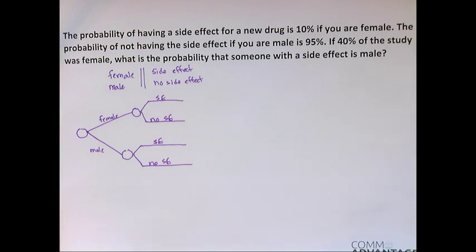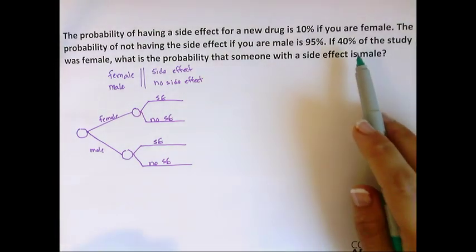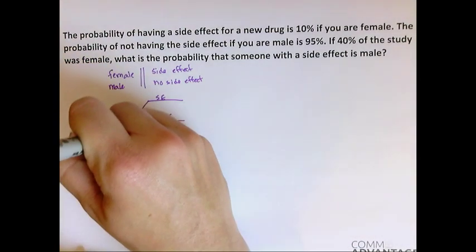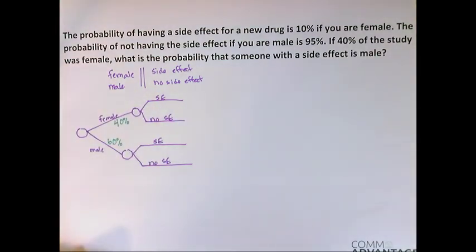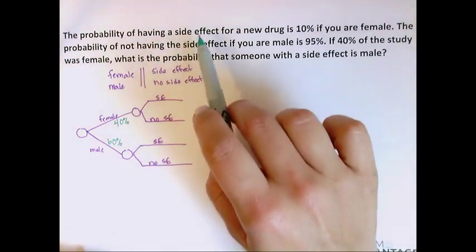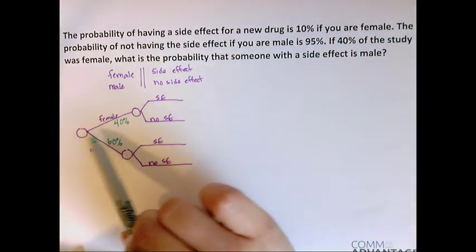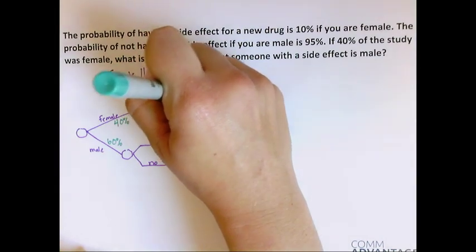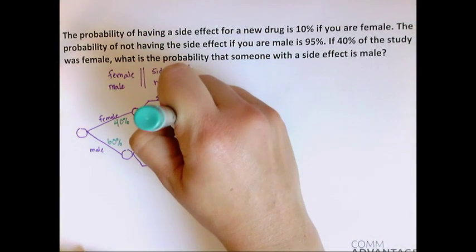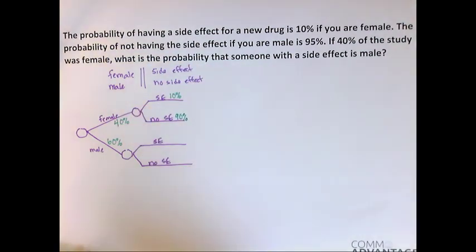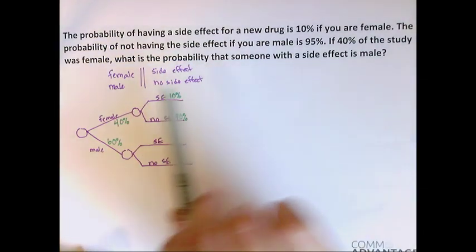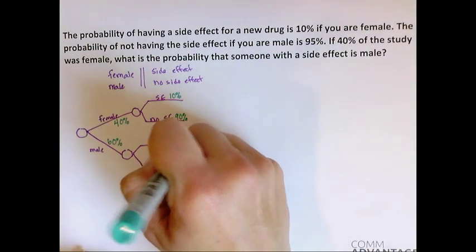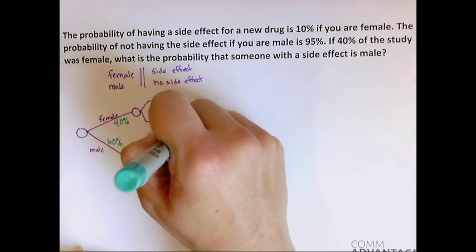So in this situation, looking at the information I'm being given, it told me that 40% was female. So I have 40% here, and if I know that's 40%, I automatically know that I've got 60% there. The probability of having a side effect if you are female, so again, I'm down this branch, is 10%. So I've got 10% here, and that automatically tells me that the probability of no side effect is going to be 90. And the probability of not having a side effect if you're male is 95%. So I've got 95% here, which means this is going to be 5%.